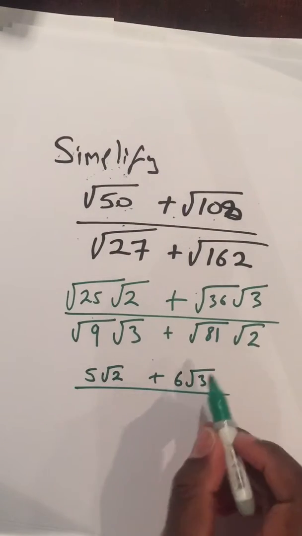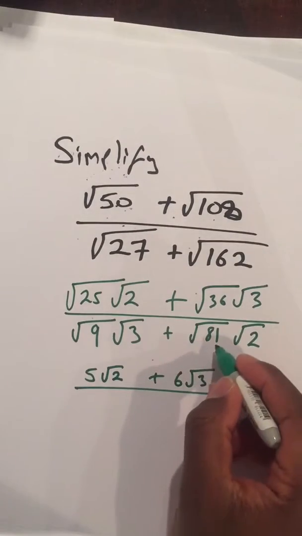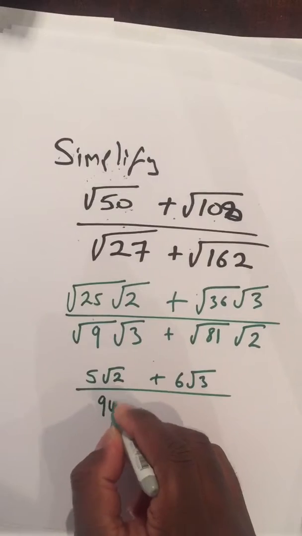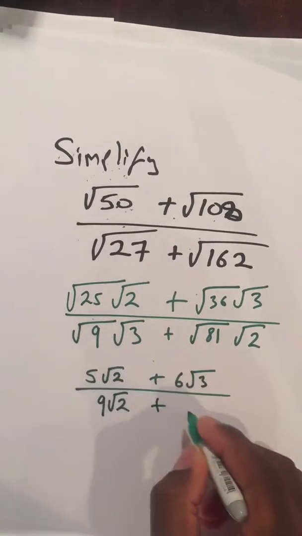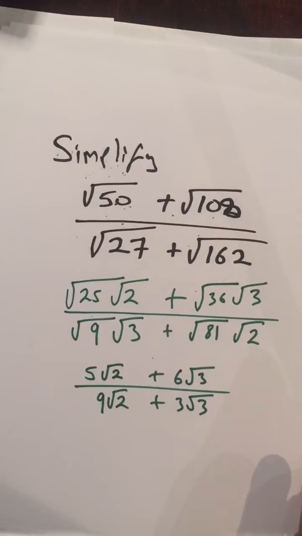And if you permit me, I would like to write this before that, just so that I can keep to the same arrangement. So that's 9 root 2, and that's 3 root 3. Right, so this is a question. But what we want to do is simplify this. So how do we simplify further?